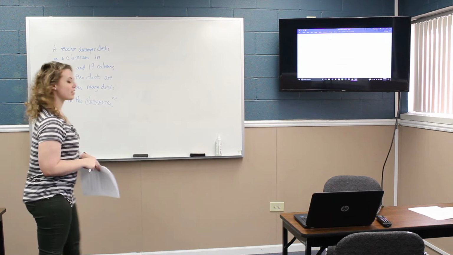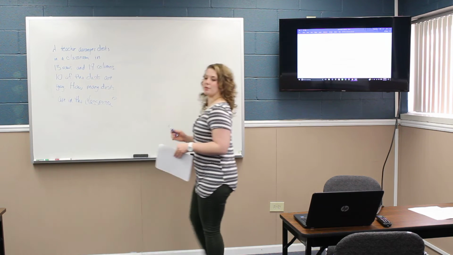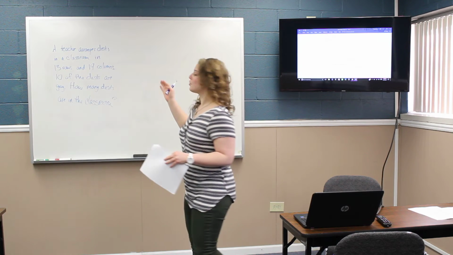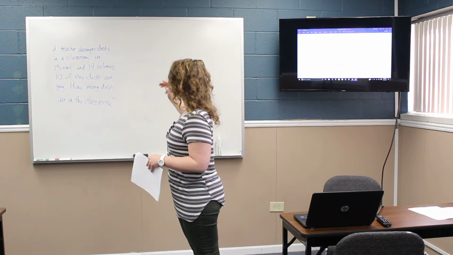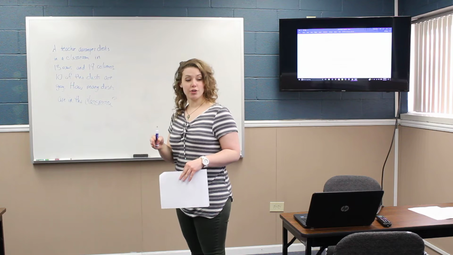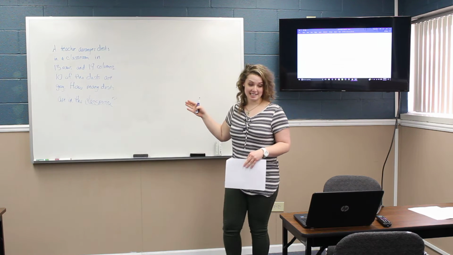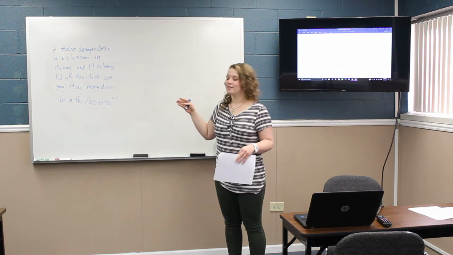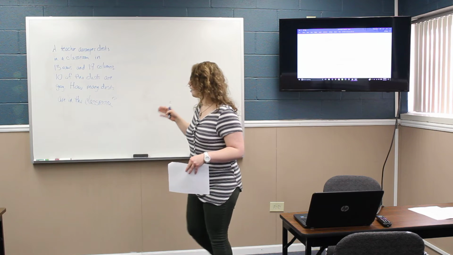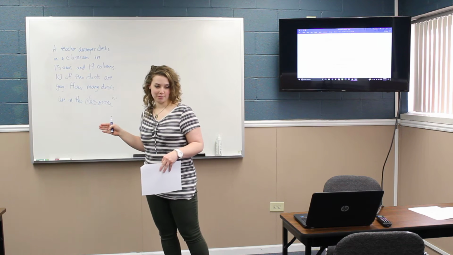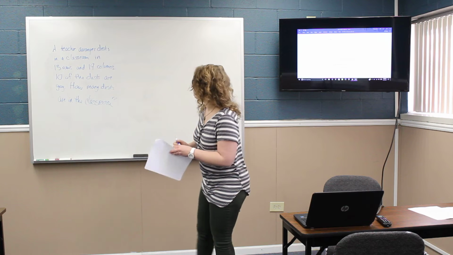Hope you guys can do that. So let's read this together real quick so we can all make sure we understand. Okay, a teacher arranges desks in a classroom in 13 rows, 19 columns. Good. 10 of the desks are gray. How many desks are in the classroom? Good job, students.